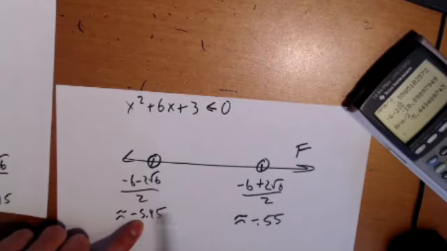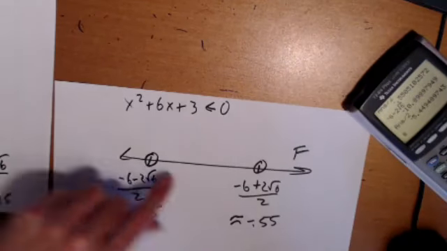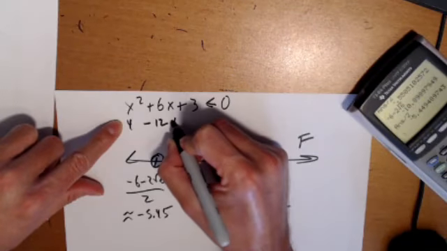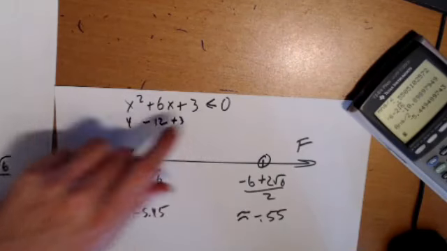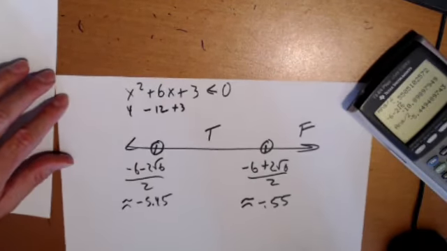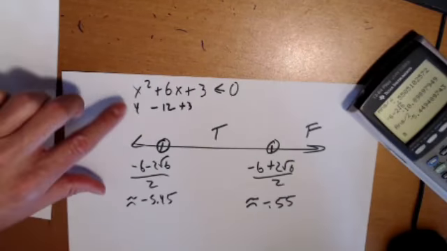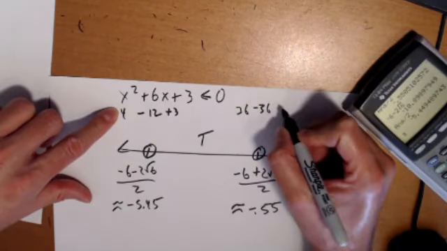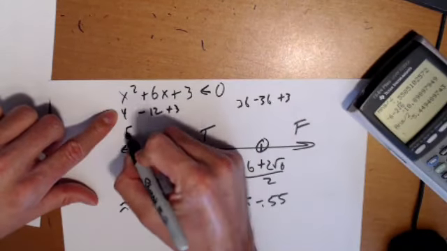Between negative 5.45 and negative 0.55, want to just try negative 2? Negative 2 is right around here. Negative 2. So negative 2 squared is 4. Negative 2, that's minus 12, plus 3, that's negative 8, plus 3 is negative 5. Is that less than 0? Yeah, so that's true. Okay, and then that's negative 5.45, so we can try negative 6. That'll work, negative 6. So negative 6, that'd be 36 minus 36 plus 3. So that's 3. Is 3 less than 0? No, so that area is false.